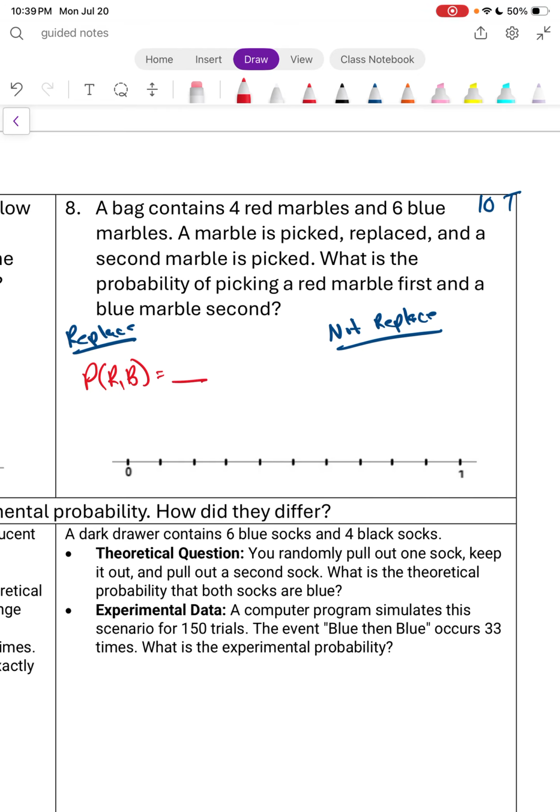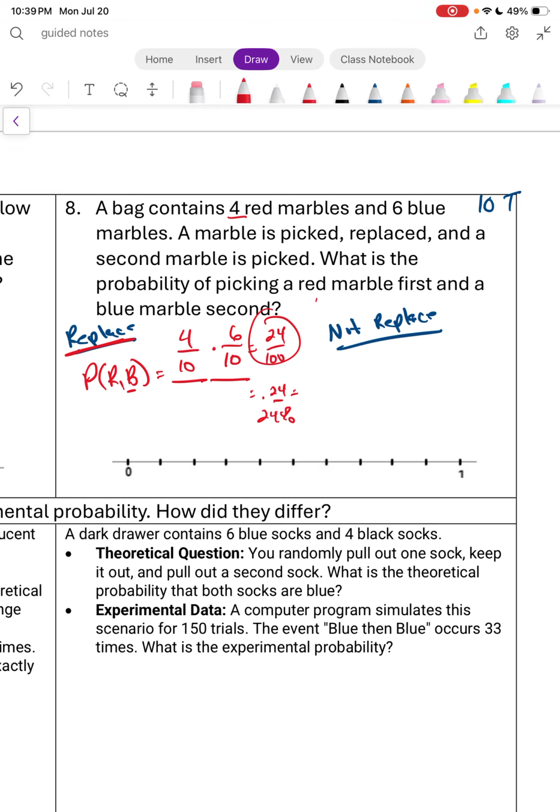There's 2 events. What's the probability of reds? Well, there's 4 reds, and there's 10 marbles. If we replace it, there's still 10 marbles. Now, what's the probability of getting a blue? Well, 6 of them are blue. If we actually multiply that out, we get 24 out of 100, which I actually like because you can type that in if you like. But I bet it's going to be 0.24, which is 24 hundredths. You can reduce that, and then you can change it to a percent, which would be 24%.